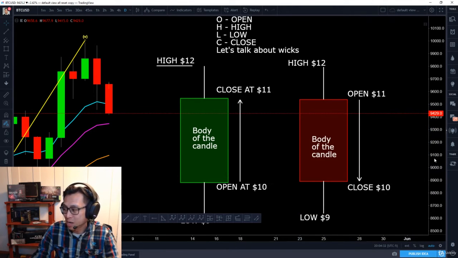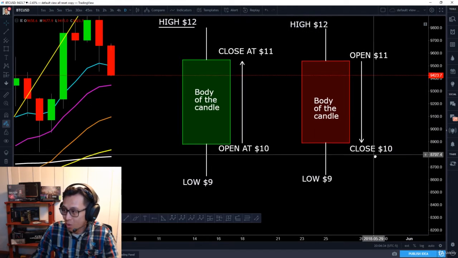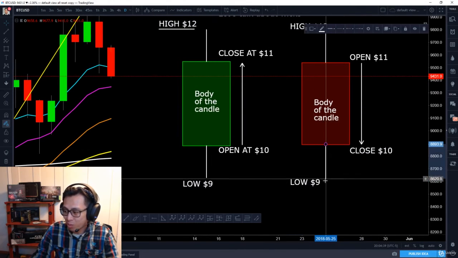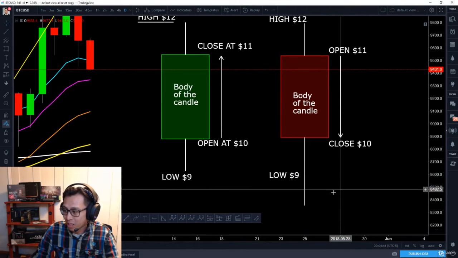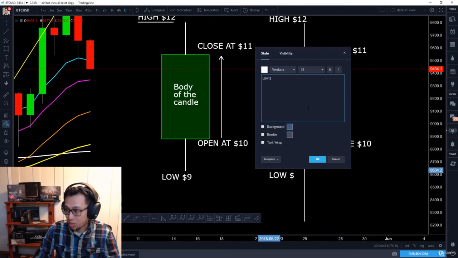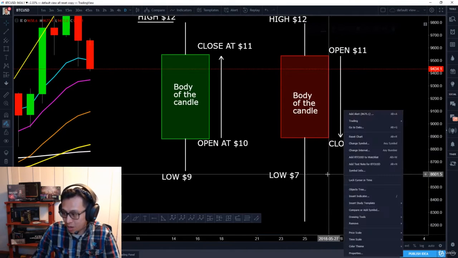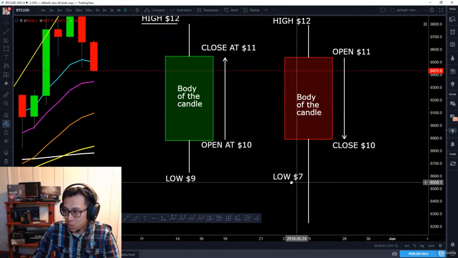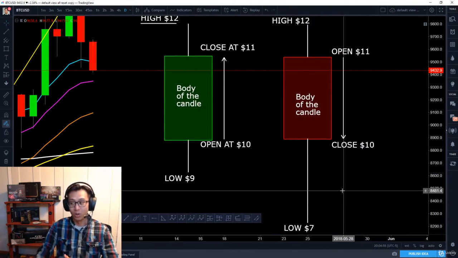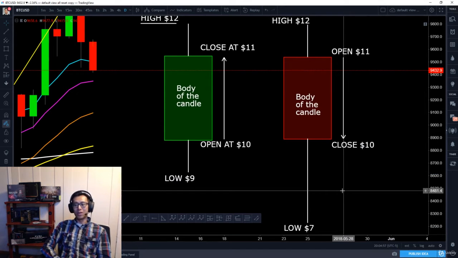So let me ask you guys this now, okay? What if this wick was really long, okay? Let's say this wick was really long and got all the way to $7, we'll say. What do you guys think this would mean if there was a really long wick at $7? What do you guys think that means? Let's say we're on a downtrend and then we see this candle.